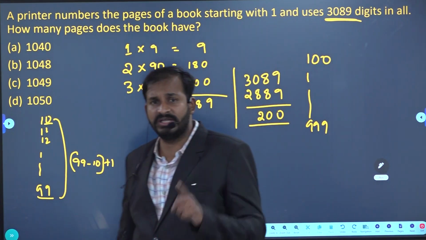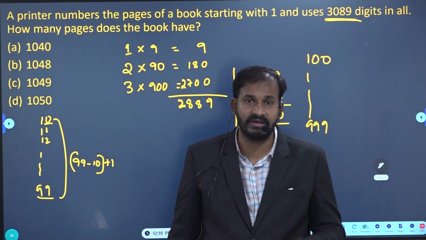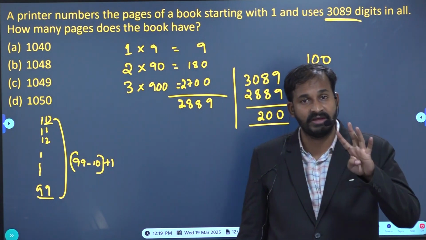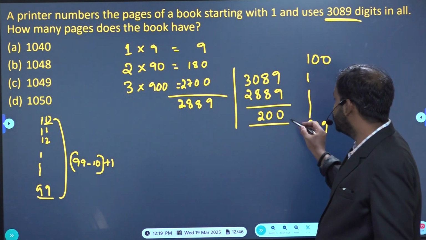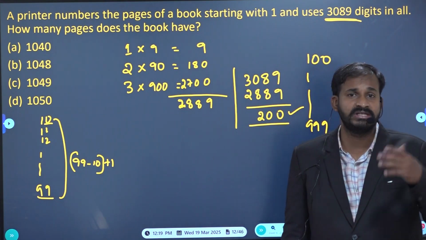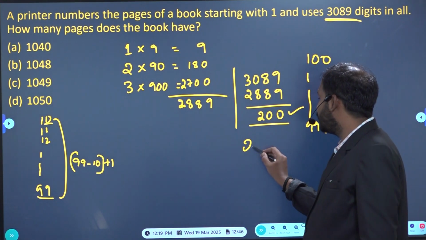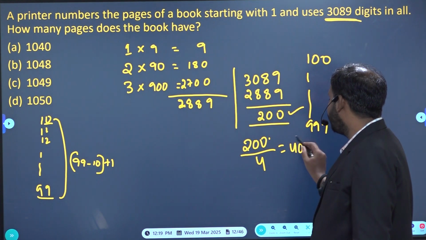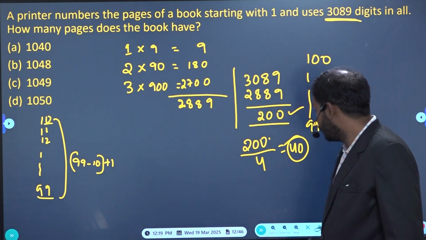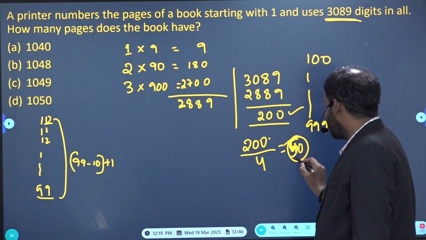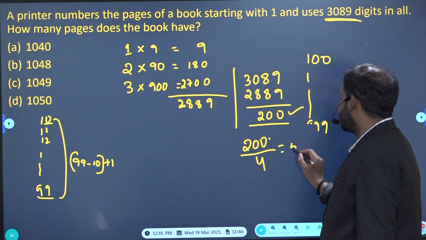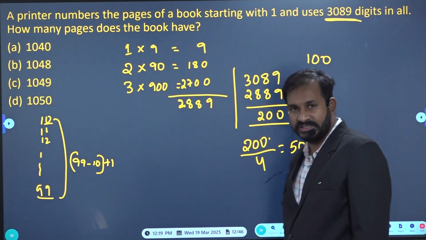To write one 4-digit number, how many digits do I require? 4. That means I am using 200 digits, so how many 4-digit numbers did I write? 200 by 4 is 50. That means I will write 50 4-digit numbers.